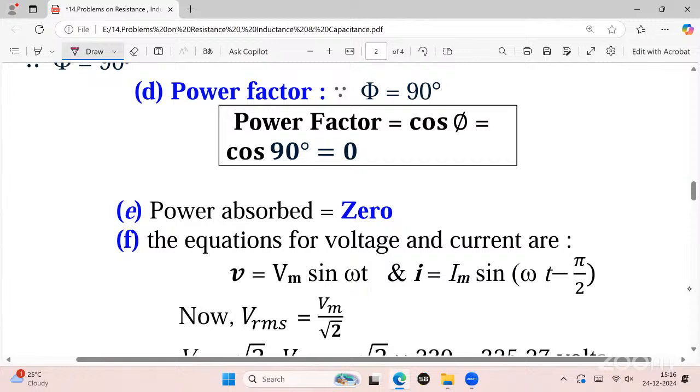Zero. 0 watts. Why is it 0 watts? No resistance. Assumption only. Impossible case. The coil has no resistance, the copper wire of the coil has no resistance. Impossible case.